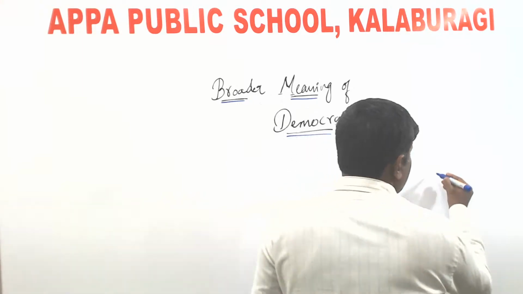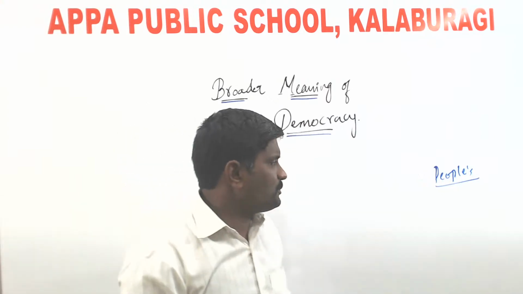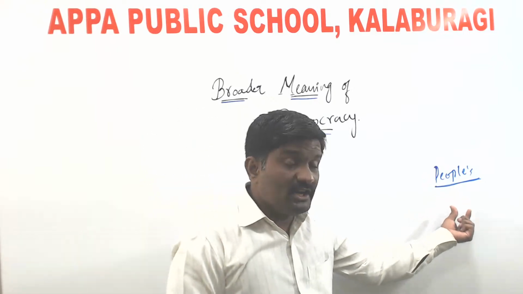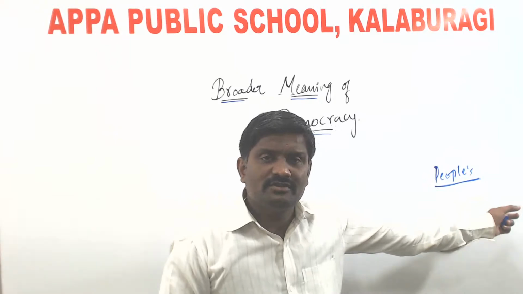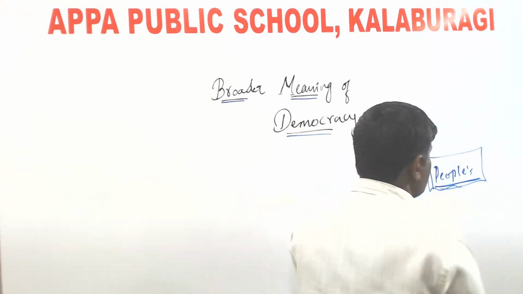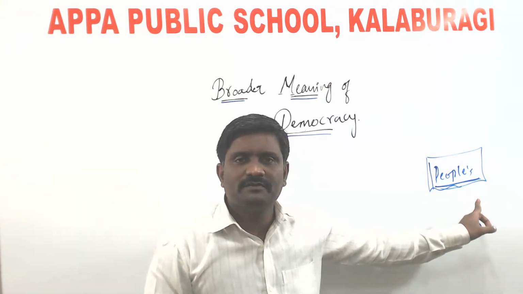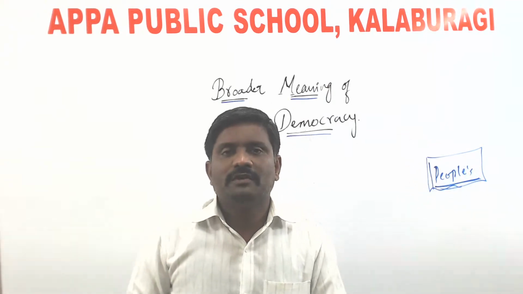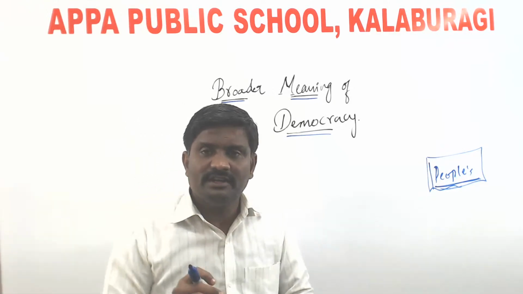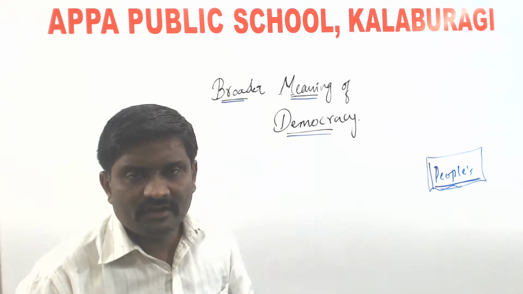Here, people elect the representatives, because it is not possible for people to rule directly. So people elect representatives, and representatives enjoy power on behalf of the people, and they make various kinds of laws for the citizens. That is why the most common form of democracy is representative democracy, in which the majority of people rule through their elected representatives.